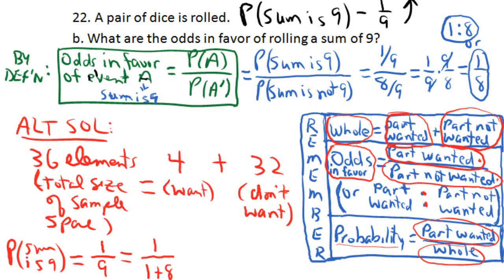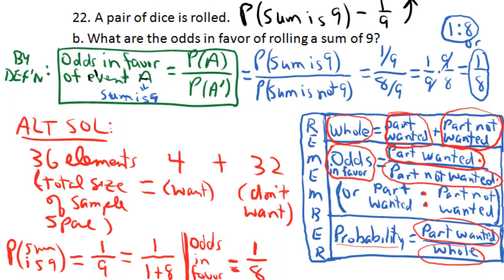If you looked at the unreduced fraction, you'd be working with 4 and 36. But it doesn't matter. It's going to come out the same each way. Once you've simplified the probability's fraction, you might as well work with the simplified numbers. So the 1 is what you want, and the 8 is what you don't want. Once you write it that way, you can just look and see what the answer is for the odds. So the odds in favor would simply be the part you want, which is 1, over the part you don't want, which is the 8.